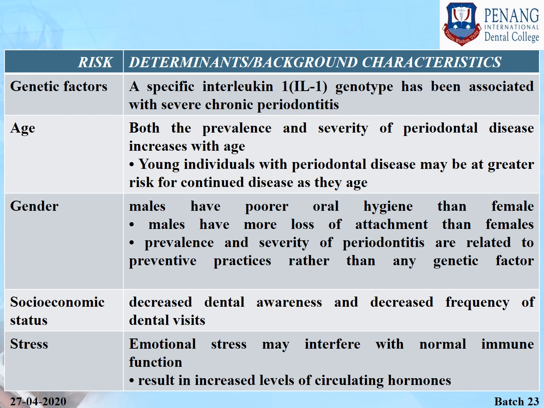For example, a specific interleukin genotype has been associated with severe chronic periodontitis. Then comes age. Both the prevalence and severity of periodontal disease increase with age. Young individuals with periodontal disease may be at greater risk for continued disease as they age.